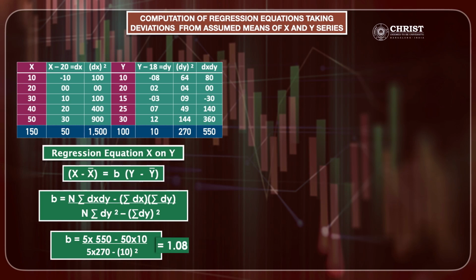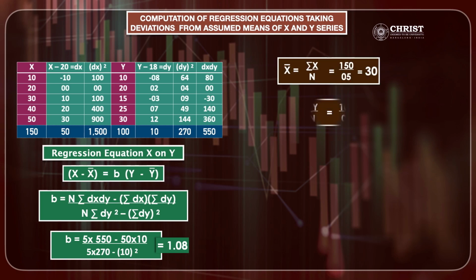Now, actual mean of x series and y series you have to calculate, that is sigma x divided by n and sigma y divided by n. You will get 30 for x series and 20 for y series. Now, you have to substitute the values in the equation. Always remember that when you are calculating regression equations, it is the actual mean. It's not the assumed mean we use for computation. Usually students make this mistake.